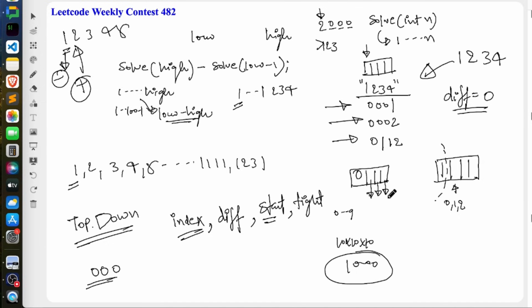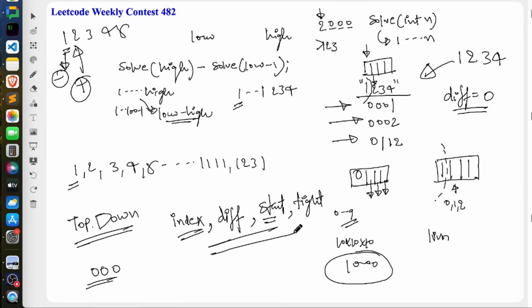Tight, as I explained a few minutes before, means you have all the prefixes the same as the original number. Then how do we find the limit? Limit means the options of digits we can keep at any index. For example, when you kept 0 here, the limit is 0 to 9, so we can keep all the digits from 0 to 9. But if you had 1 here, exactly the same as the original number, then the limit was 0 to 2. How to decide whether the limit is 0 to 2 or 0 to 9? That is based on tight. Tight tells you whether this prefix is the same as the original or not.